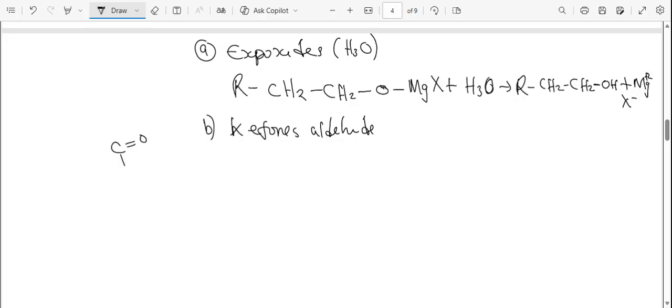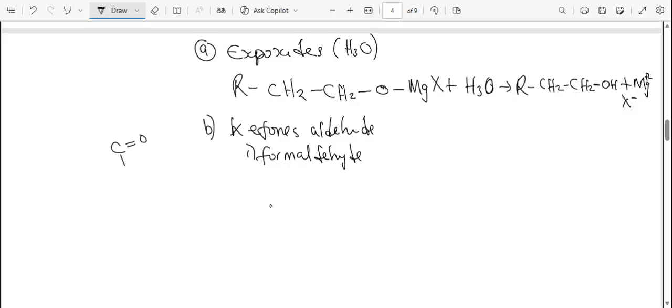So let us try now the case of this ketone, or of aldehydes, the case of formaldehyde. So formaldehyde is just an aldehyde with one carbon. Okay, formaldehyde.